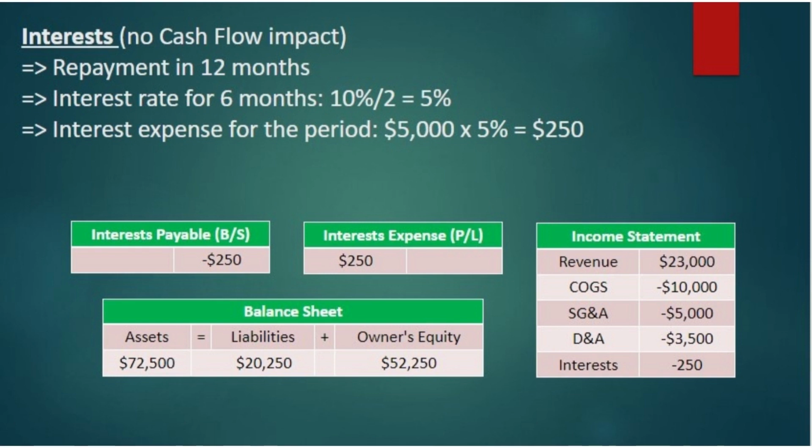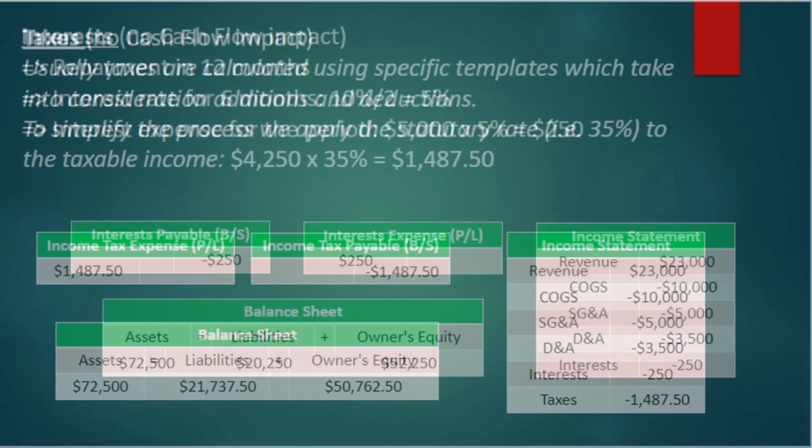We calculate now the interest related to the loan for the last 6 months of the year. First, we divide the annual interest rate by 2 and apply the percentage to the loan value. We credit the balance sheet account called interests payable for $250 against interests expense.